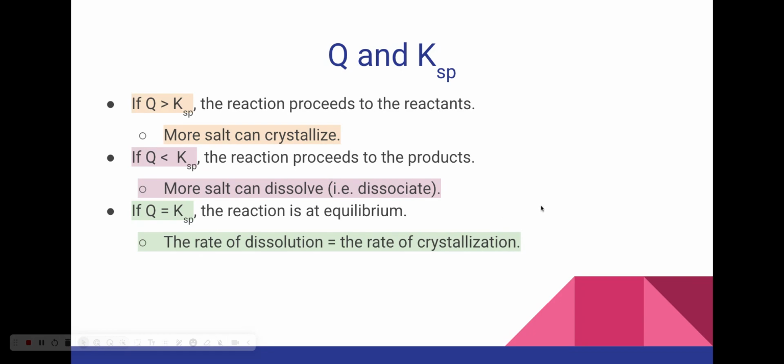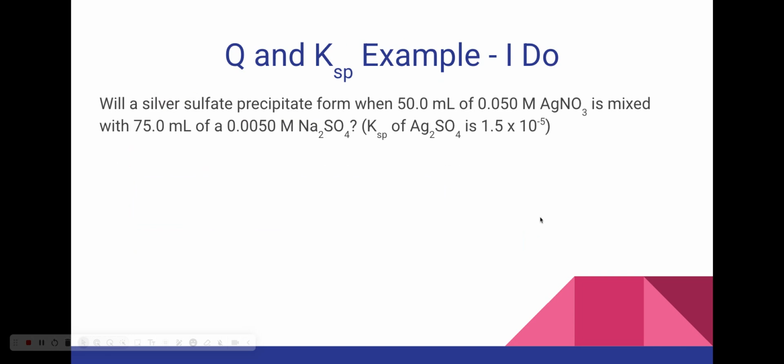So guys, again, are we changing anything about Q versus our equilibrium constant? No. Instead, we're just talking about how we would describe it differently. So instead of saying that the reaction is going to proceed to the reactants when Q is greater than KSP, I'd say more salt is going to be able to crystallize, or more ionic compound can form a precipitate, however you want to think about it. Let's dive in and do an example problem now.